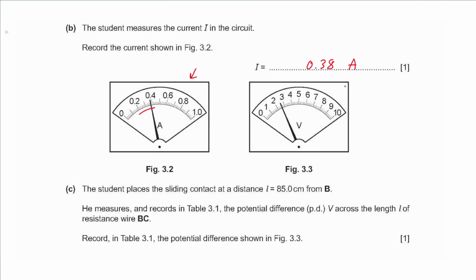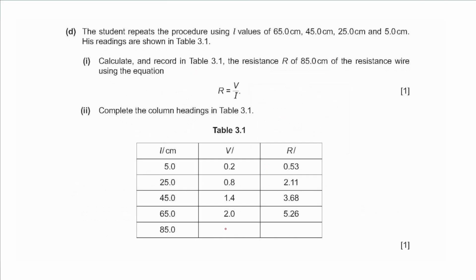Part C says the student places the sliding contact at a distance L equals 85.0 centimeters from B. He measures and records in table 3.1 the potential difference V across the length L of the resistance wire BC. Record in table 3.1 the potential difference shown in figure 3.3. So this is 5 divisions between 2 and 3, so each division is 0.2. So 2.2, 2.4, 2.6. So we go to the table and we record 2.6 volts.